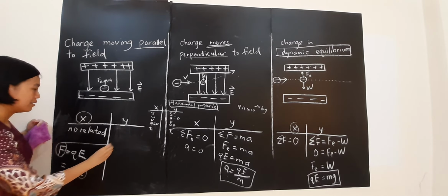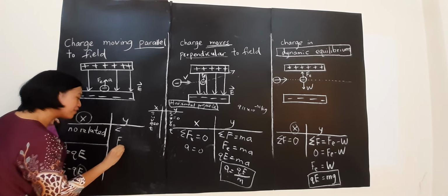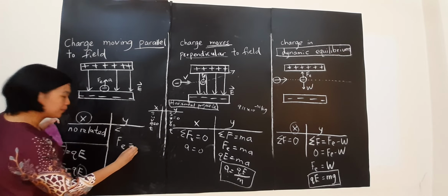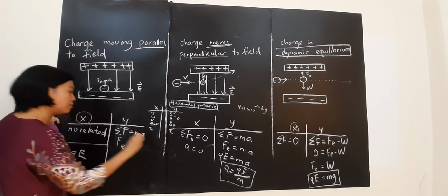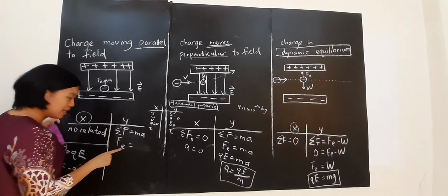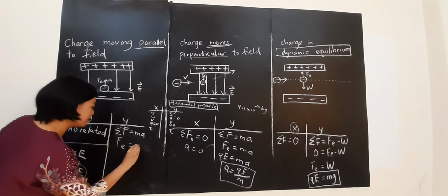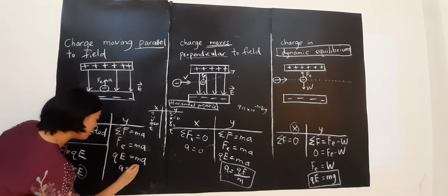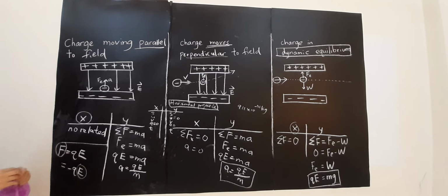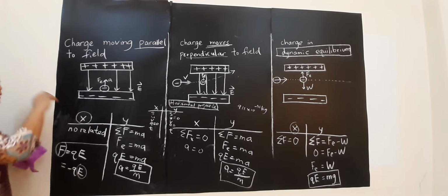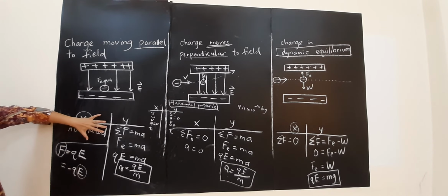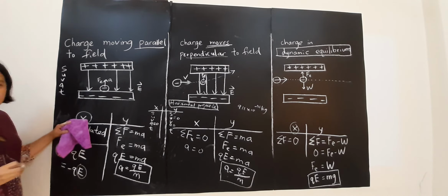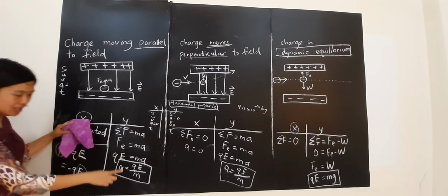For component y, since only the electric force acts on the charge, we use Newton's second law. Total F equals ma. The only force contributing to the net force is the electric force, so I have this. And then the electric force I can rewrite as F equals QE. So a equals QE divided by m. Once you have the value of a, remember that for this case any equation related to x is not relevant. So to use the kinematics equation in a straight line, you just list down SUVAT, with the value of a like this.